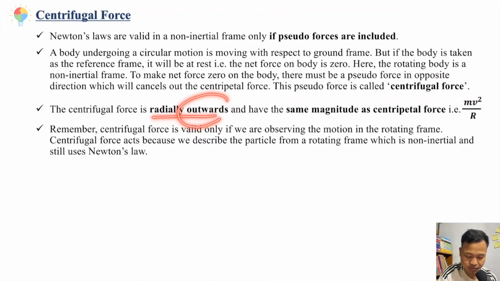Centrifugal force is radially outward. It has the same magnitude as centripetal force, which is mv squared by r or m omega squared r. So remember, centrifugal force is valid only if we are observing the motion with respect to the rotating frame. Only then you will feel the mv squared by r. Centrifugal force acts because we describe the particle from a rotating frame, which is a non-inertial frame, and still use Newton's law. Pseudo force lets us apply Newton's law in a non-inertial frame. So that much theory.